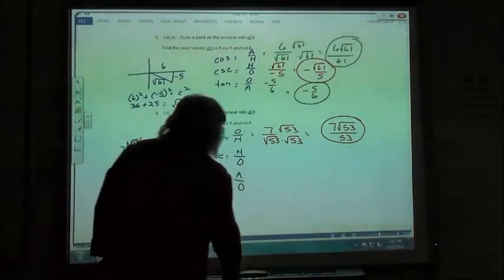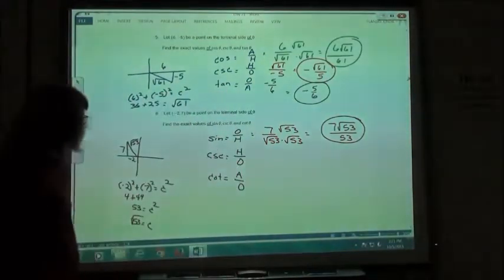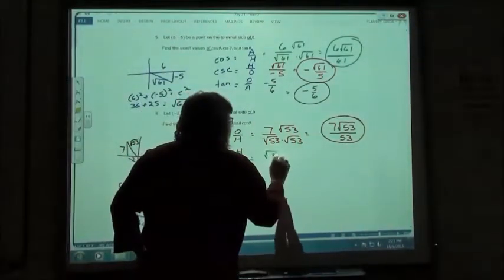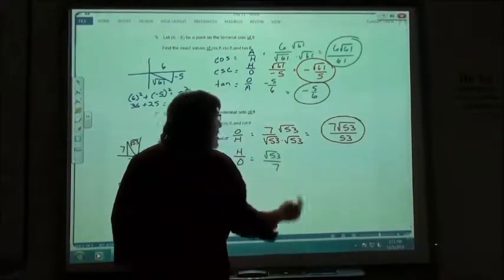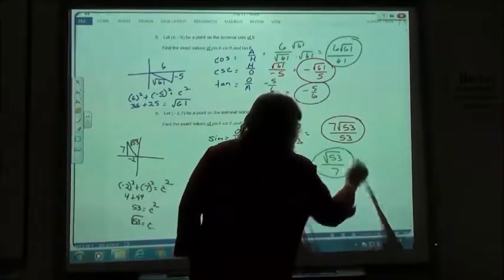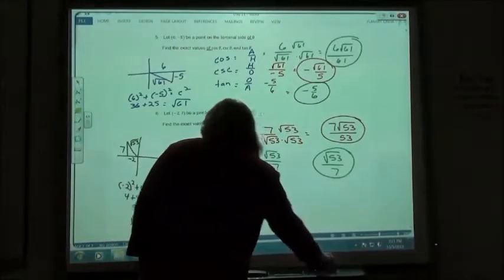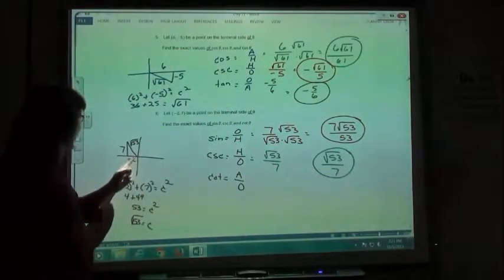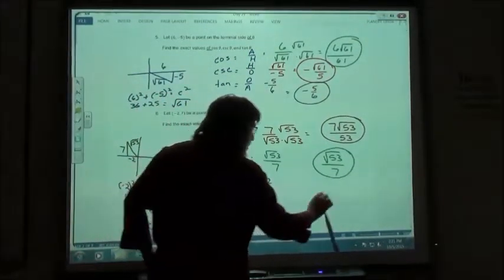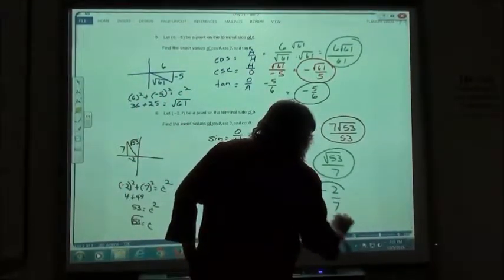Cosecant, we are going to do the hypotenuse, which is the square root of 53, over the opposite, 7. So square root of 53 over 7. Not much we can do with that one. That's just going to be my answer. And then the cotangent, I'm going to do the adjacent over the opposite. So negative 2 over 7.